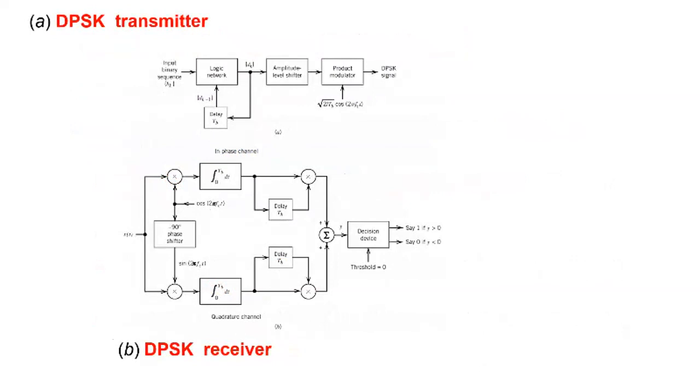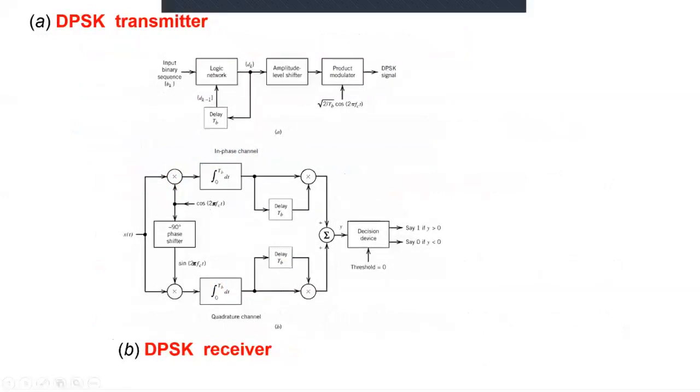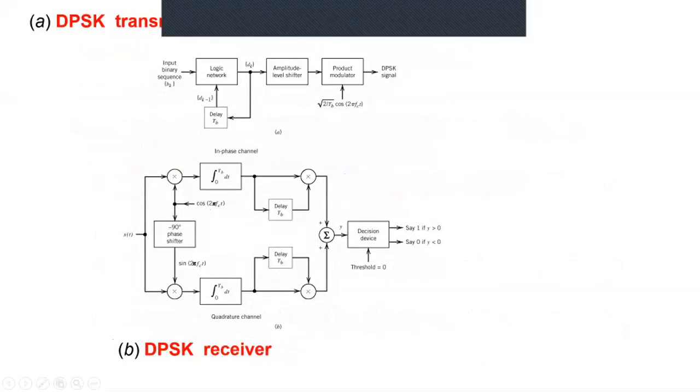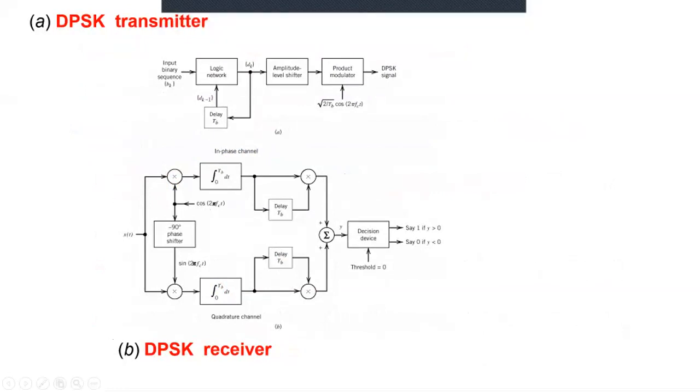Before that, let me describe the transmitter and receiver block diagram. The transmitter block diagram consists of the input binary sequence, which I denote as BK. That is given to the logic network, which will be an XNOR gate. The output of that is fed back as another input to this logic network through a 1-bit delay, so I am using a delay element.